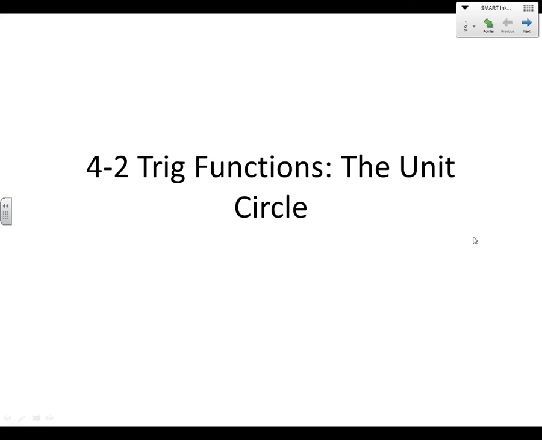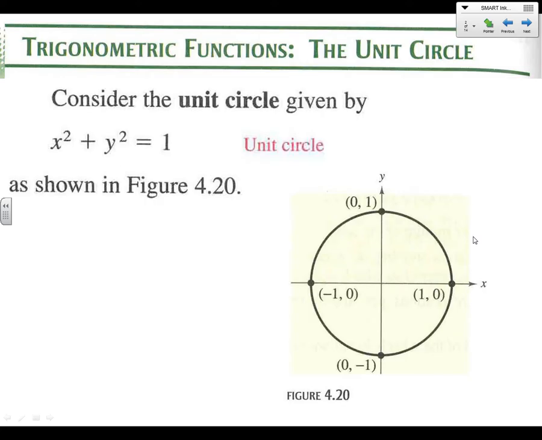All right, for trig functions, the unit circle. So we're going to introduce the unit circle here. Let's pretend that we are dealing with this circle, x squared plus y squared equals 1. If we remember our formula for circles, it is x squared plus y squared equals r squared. The key here is that r squared equals 1, so r equals 1. So the radius is 1.